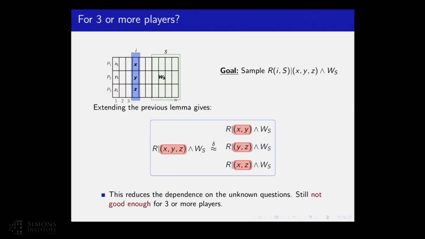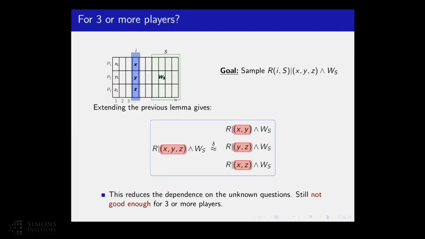But let's see, why doesn't this extend to the k greater than 2 case? Okay. So the situation is the same. We now want to sample the remaining questions conditioned on x, y, z, and W_S. But if you extend the previous lemma directly, all one gets is the following, that R conditioned on X, Y, Z and W_S is close to those conditioned on two variables at a time. And now, although this does reduce the dependence on the unknown question, it's not good enough for 3 or more players because none of the players know any of these distributions because they have access to only X or Y or Z.